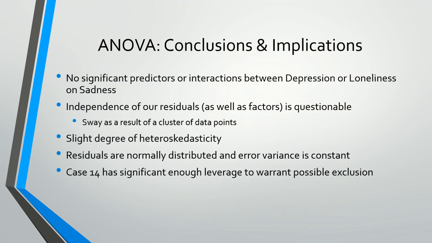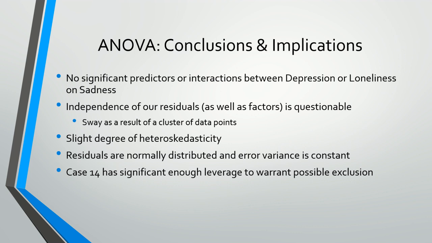So in conclusion, for our ANOVA, we found no significant predictors or interactions between depression or loneliness on sadness, which, of course, is not surprising. The independence for our residuals and, as a result, our factors is questionable. And we did see sway on the two graphs on the left side of slide 12 on the extreme left end and right end of the x-axis.